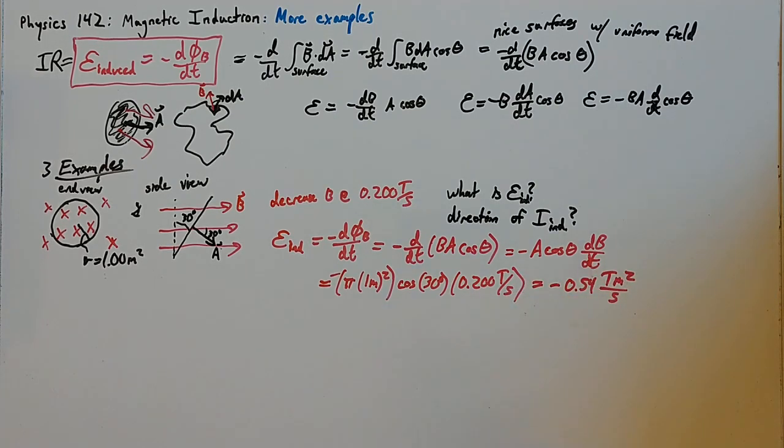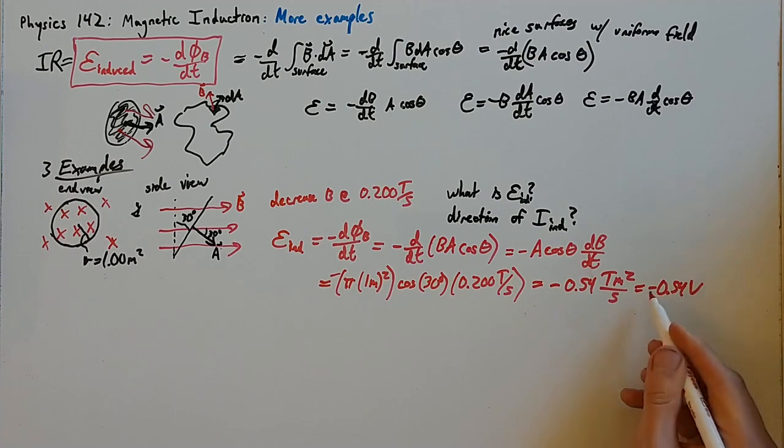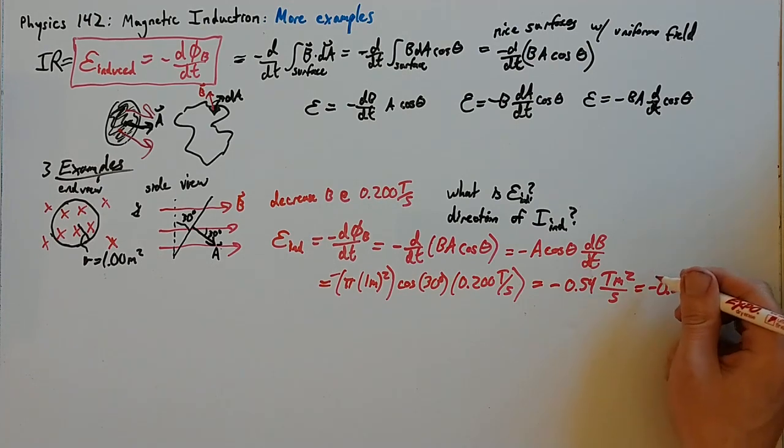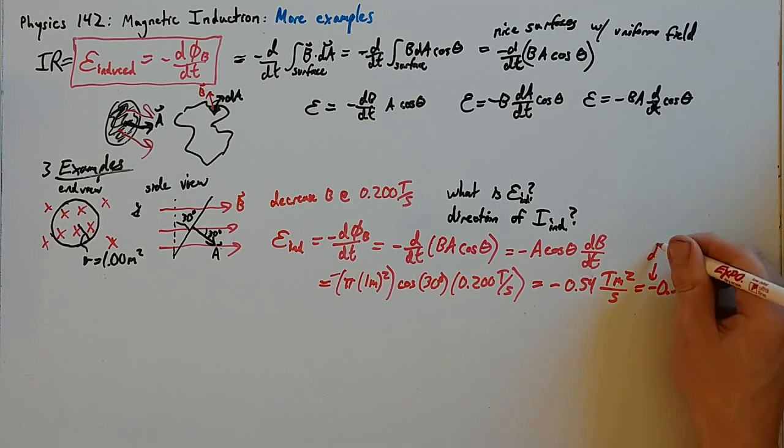Tesla per second times meters squared. That's the units. And now this is an EMF, right? And an EMF is a potential difference, a voltage. So I could also write this as minus 0.54 volts, where the minus sign is just, again, indicating the direction here. The minus sign is the direction.